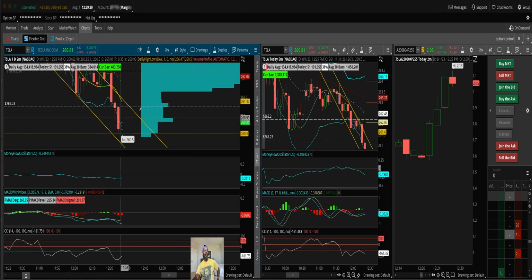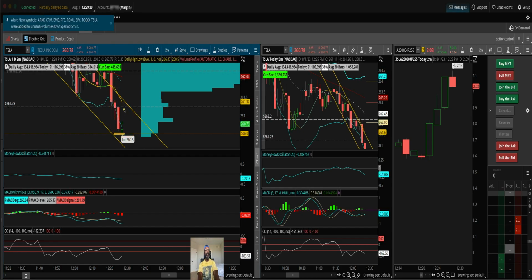This is when you should be taking profits anyways. You're far away from the 20. When you're far away from the 20, like this, that's when you should be taking the profits.